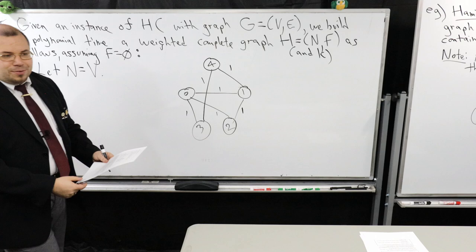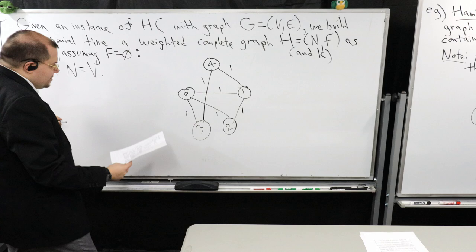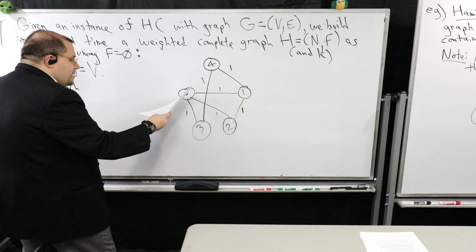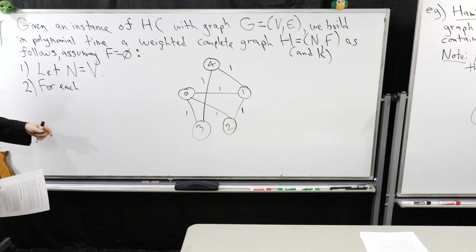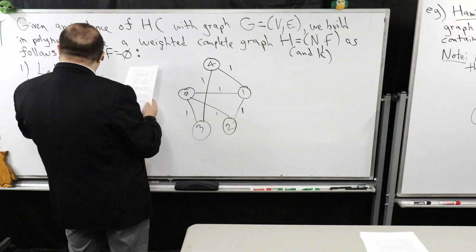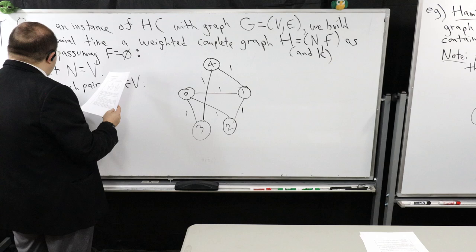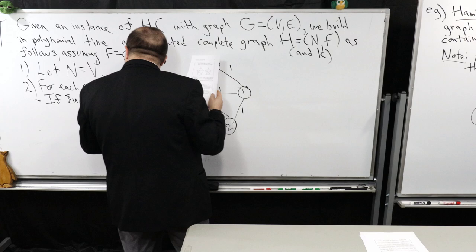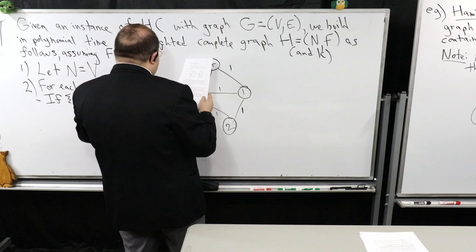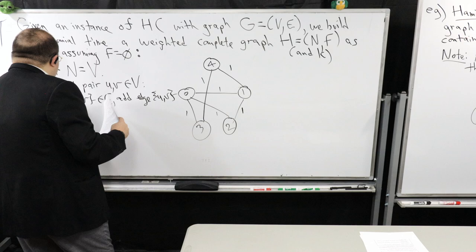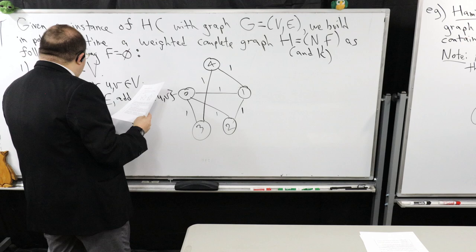So in the second step, I'm going to consider all the pairs. I'm going to take each one of these, like 4 and 0, 0 and 1, 0 and 2, 0 and 3, and I'll do this for all the pairs of them, and I check if there's an edge in G. For each pair u, v in V, in the first case, I'm going to do exactly what I described over here. If there's an edge uv in this graph, all you're going to do is add edge uv to F with weight 1. Remember, F is my set of edges for H.